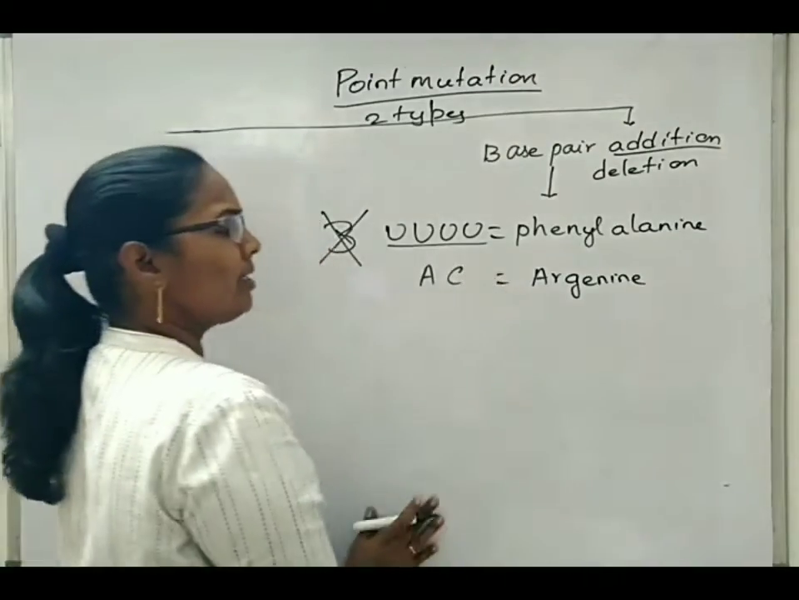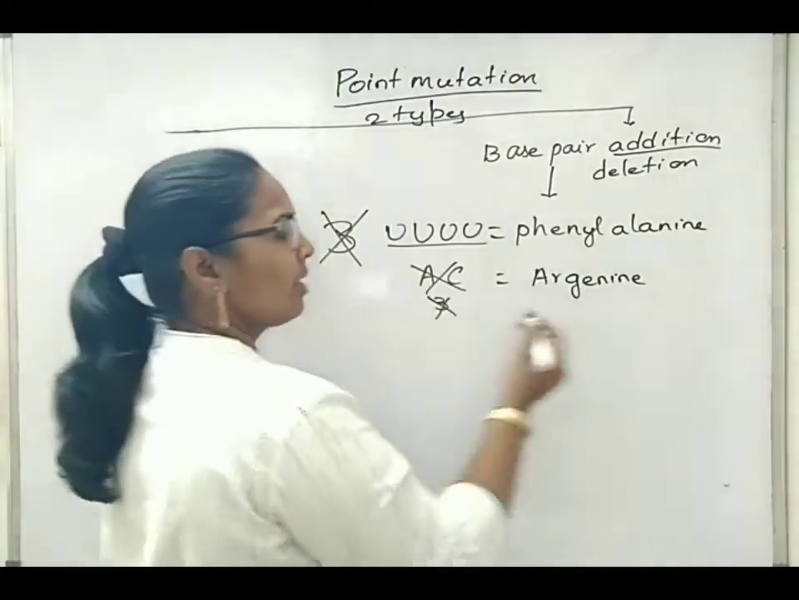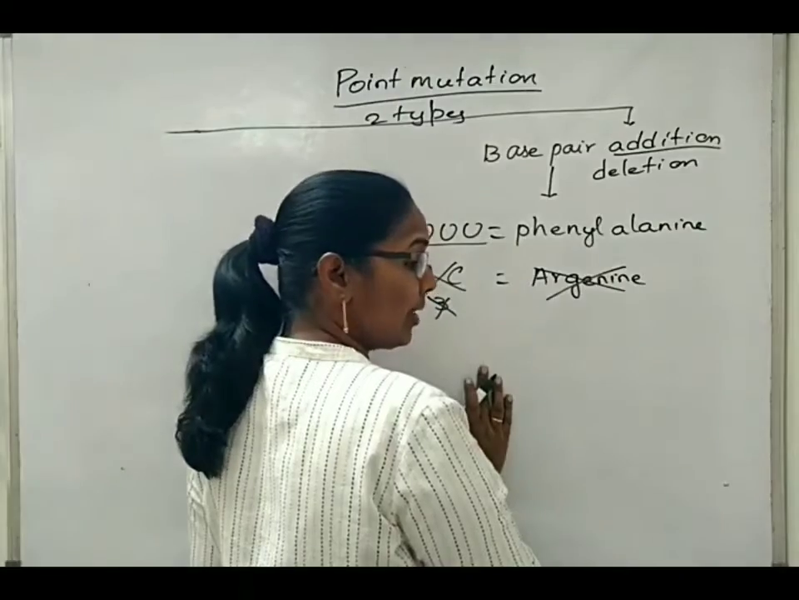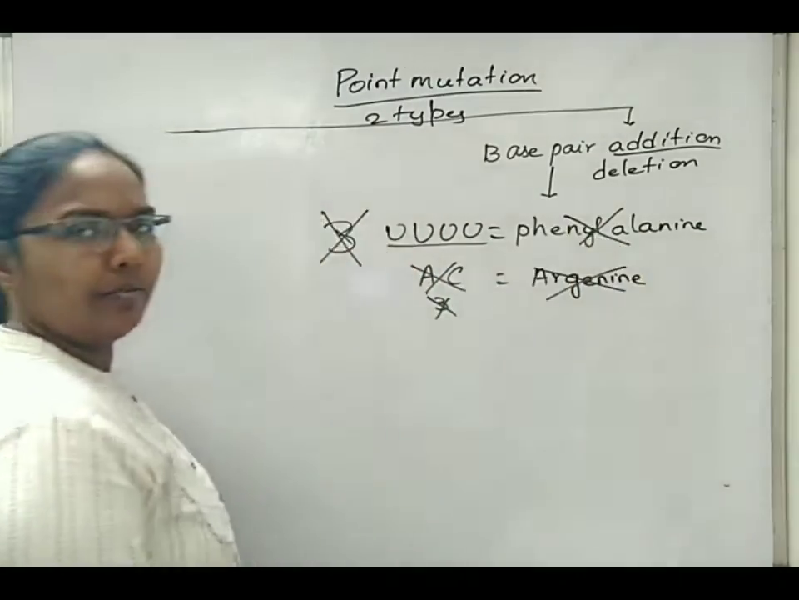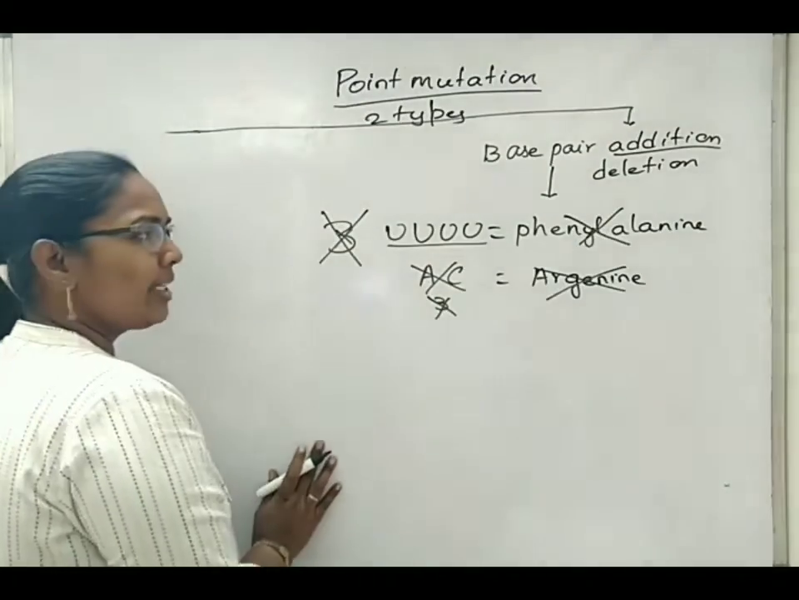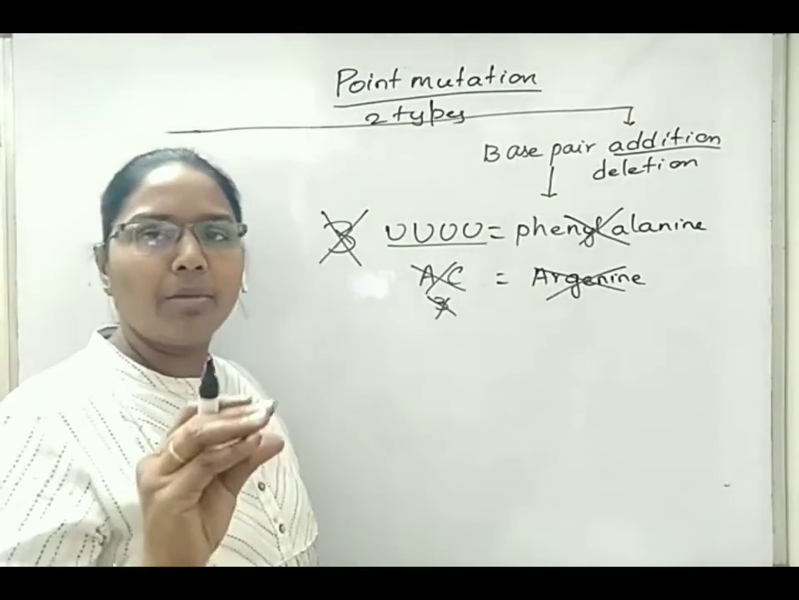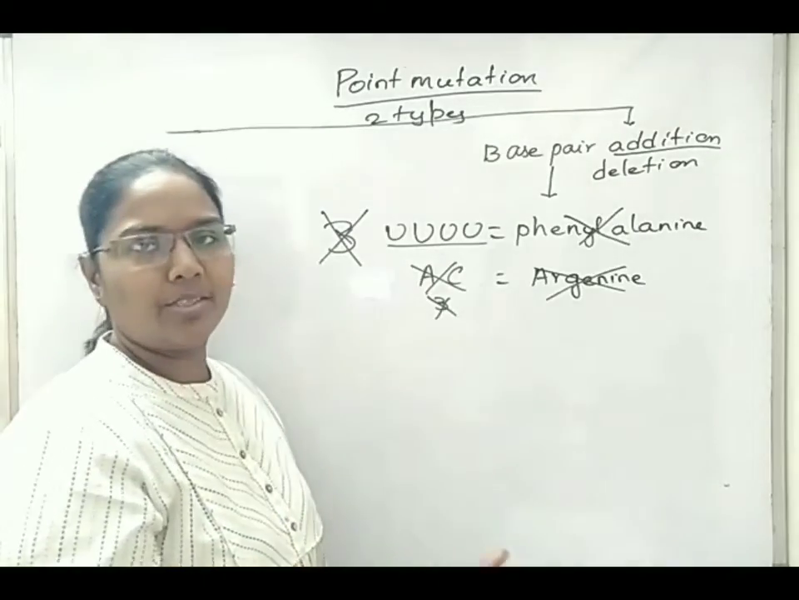If one nitrogen base is deleted, then also it is not divisible by 3. And so what happens? When it is not divisible by 3, that particular triplet codon, and so the amino acids are not synthesized, either in this case or when addition type of mutations happen. Such base pair addition or deletion mutations will lead to a total change in the frame of triplet codons, which will cause changes during translation.